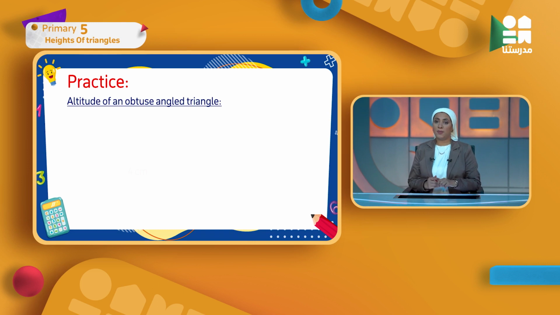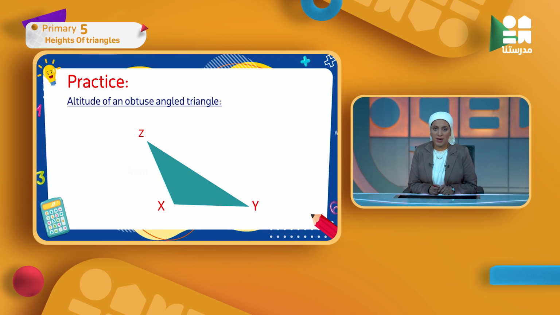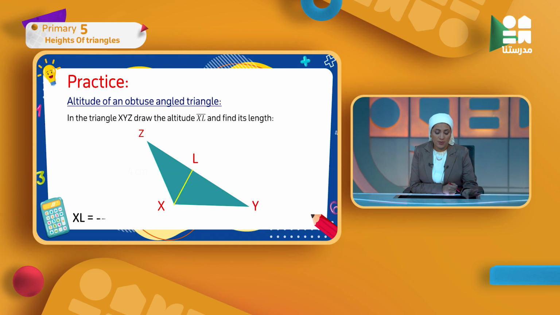This one is about the obtuse angle triangle. It also has 3 altitudes. One of them is inside the triangle and 2 are outside. So we'll start with the first one. I want you to draw an altitude XL. So from the point X, I drop an altitude on the opposite base, which is ZY, at the point L. This altitude here is XL. So if I want to measure it, I will use my ruler. So XL will be 3 centimeters.